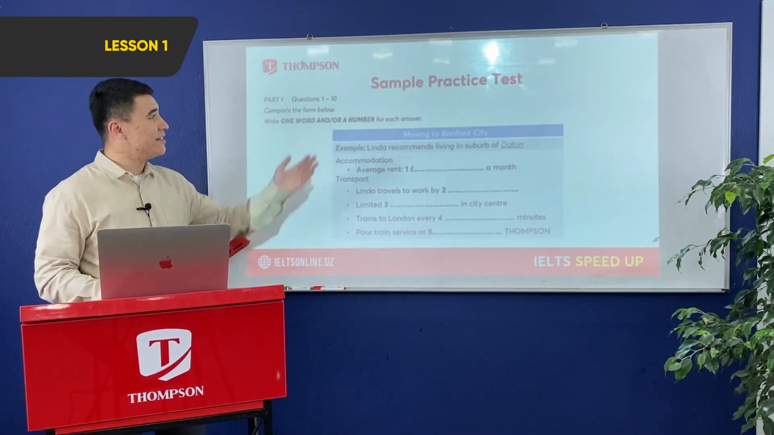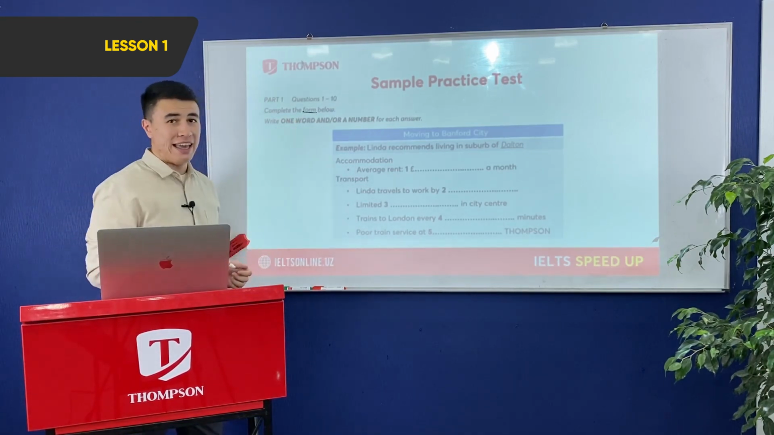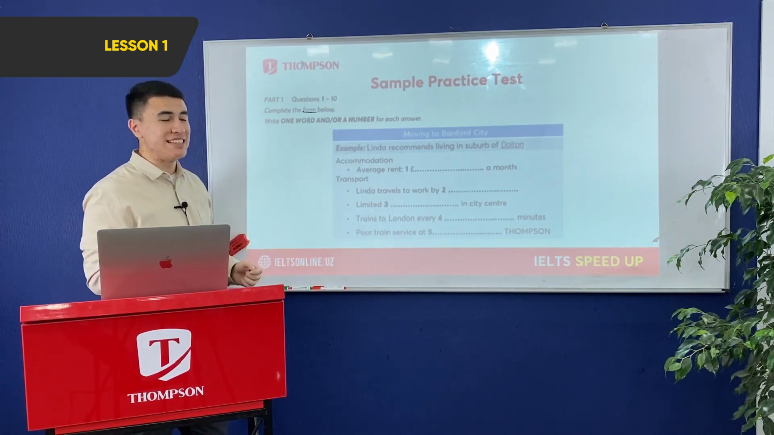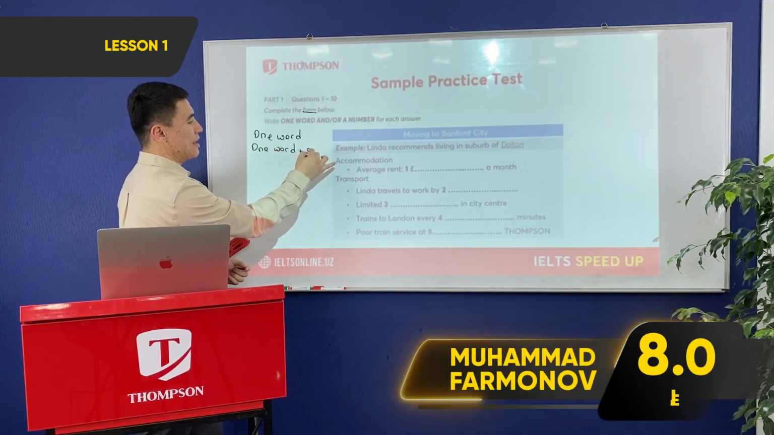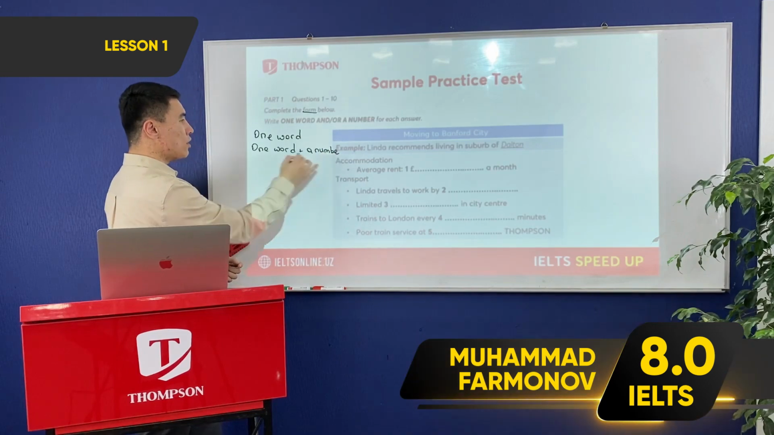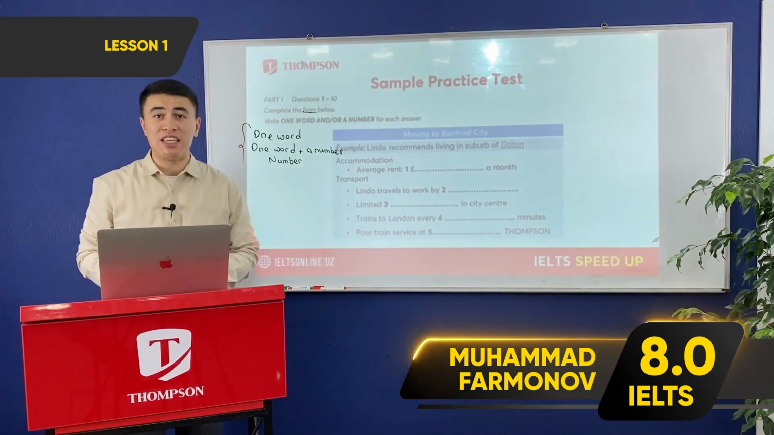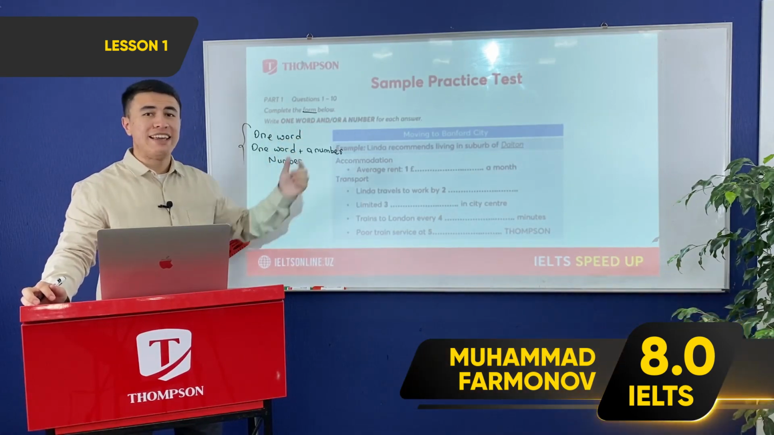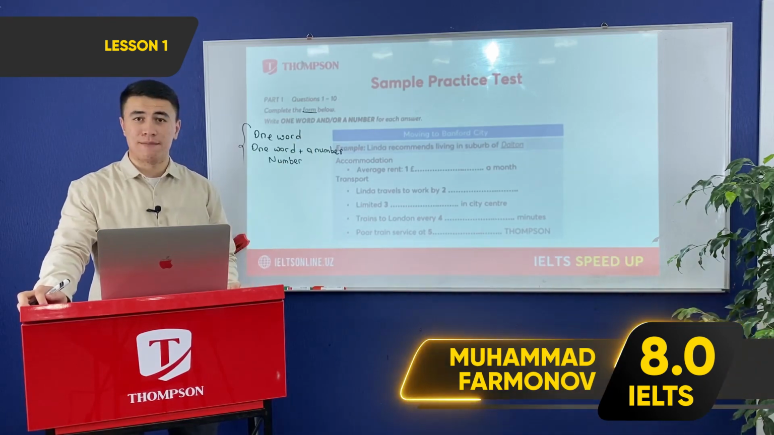So let's go through the sample practice test. First of all, you should pay attention that it is form, and this is the instructions that say write one word and or a number, meaning that you can write one word and one word plus a number, or simply number. So this is very important to understand instructions. And whenever it says and or, it means you can use them at the same time simultaneously or separately.